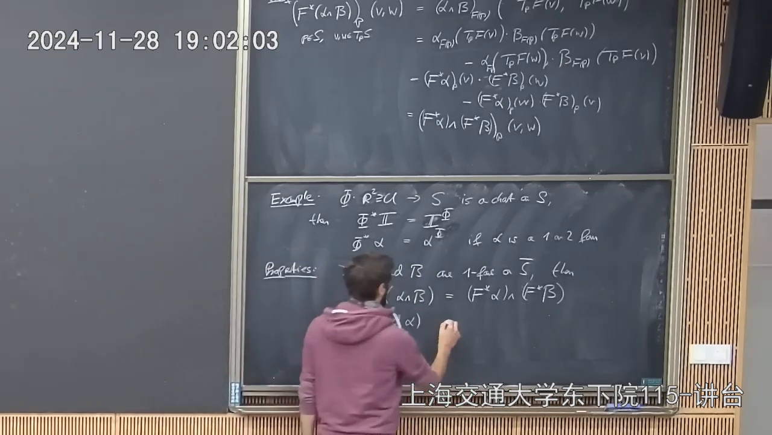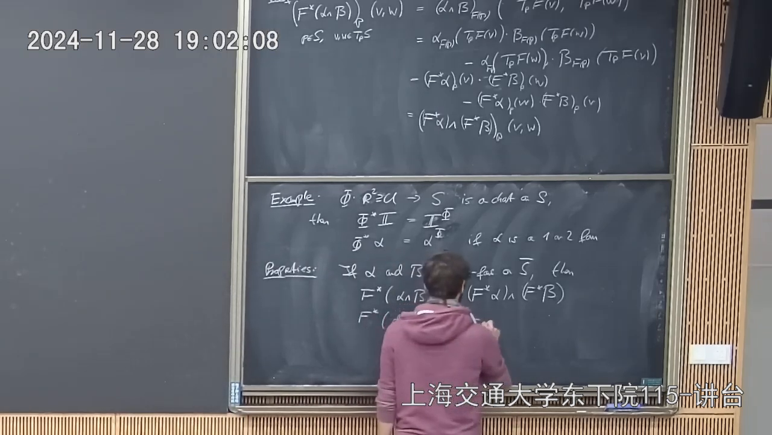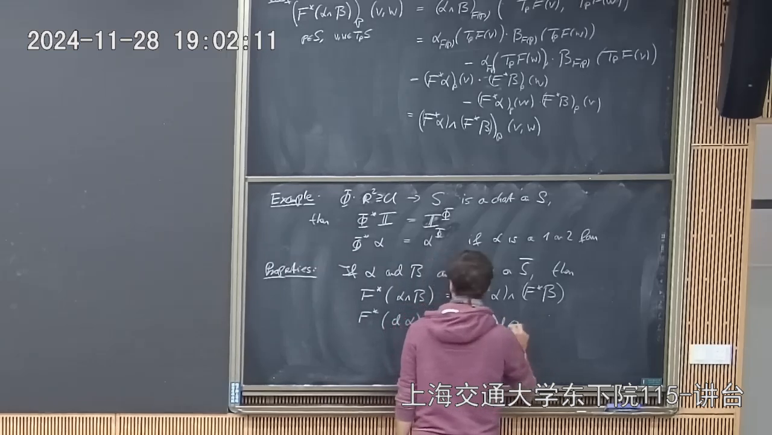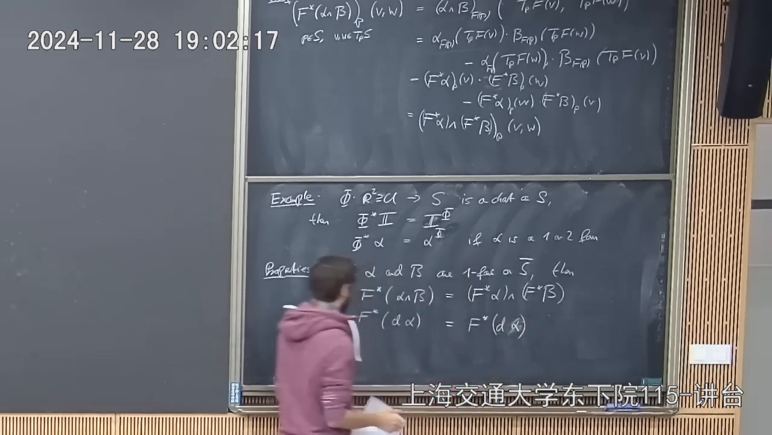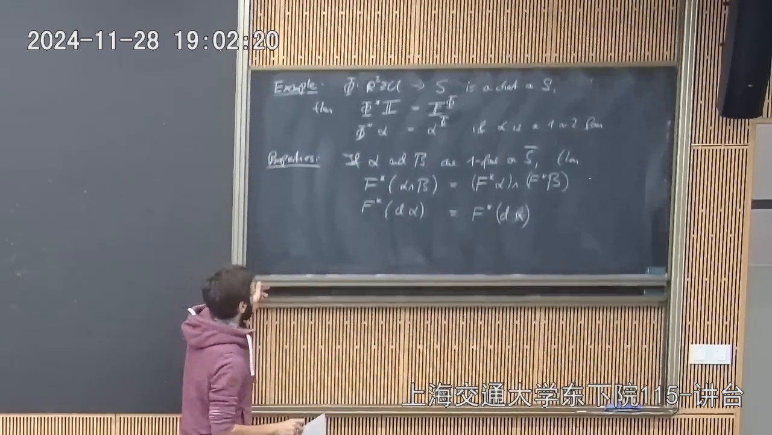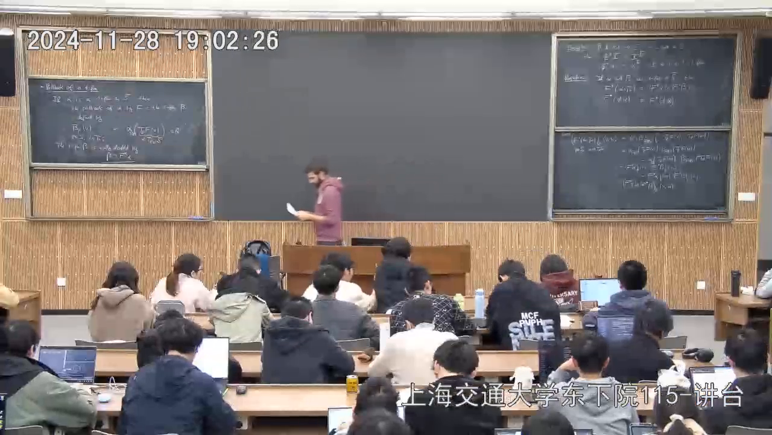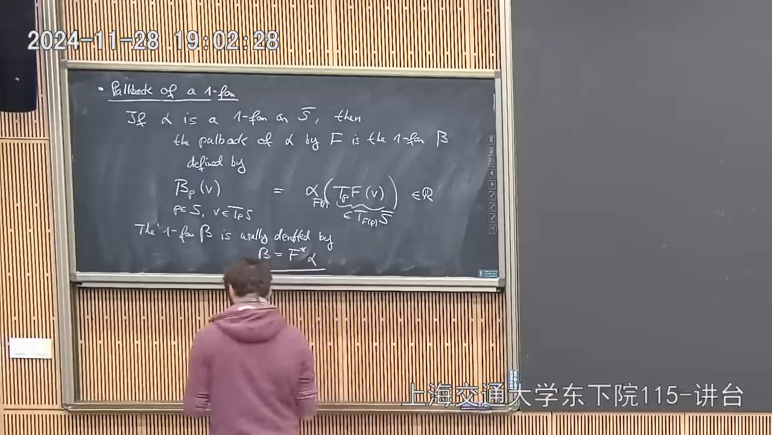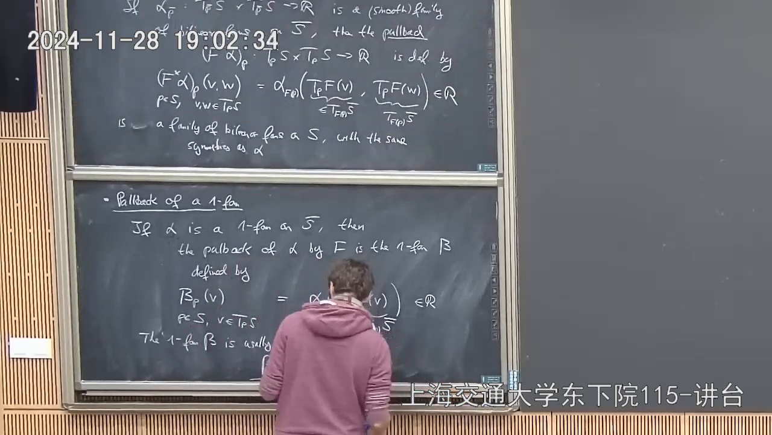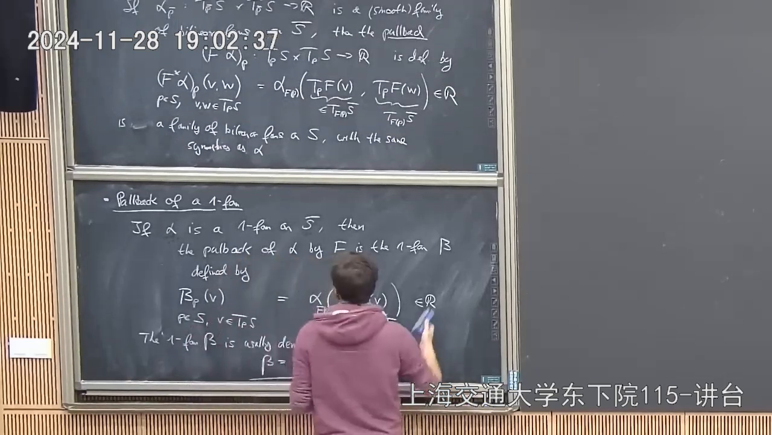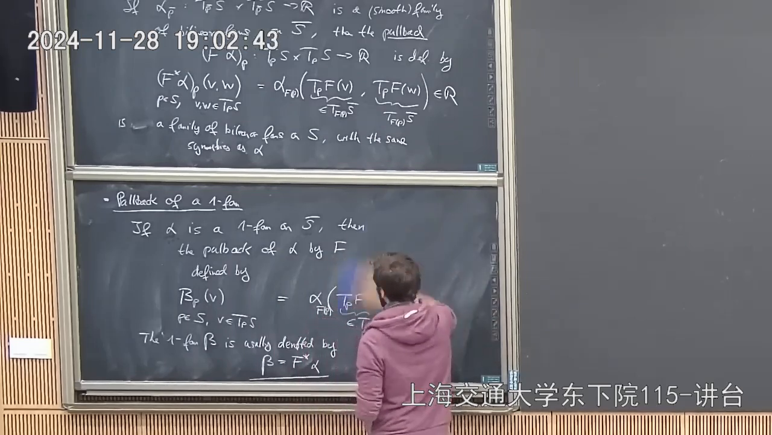And hence you might be able to guess what we would like to have here, namely also that F star of D is the same thing as taking D of the one form and then pulling it back. So the second equation is a little bit more complicated to establish.